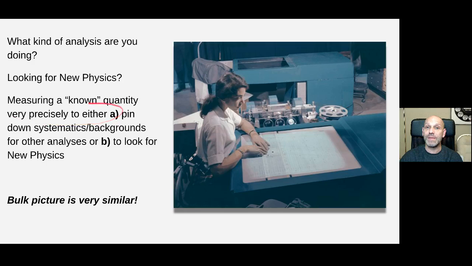But you may also be measuring a known quantity. When I say known, we may not know it to the precision that we like, so you may want to measure it very precisely. Sometimes this is done in order to pin down systematics or backgrounds that may affect another analysis, or you measure something very precisely and see if it deviates from the standard model predictions, and this might be signs of new physics.